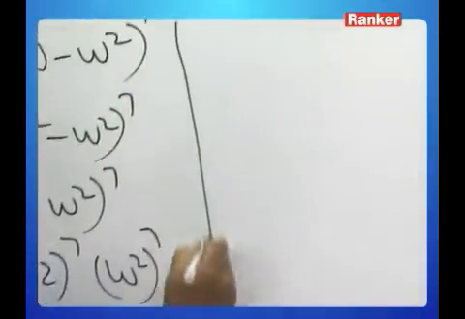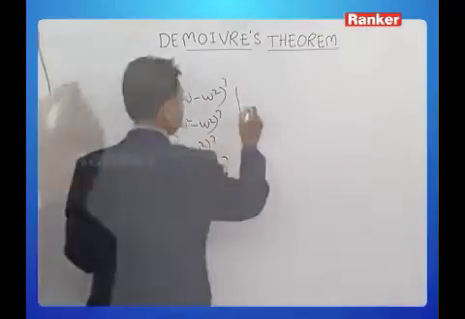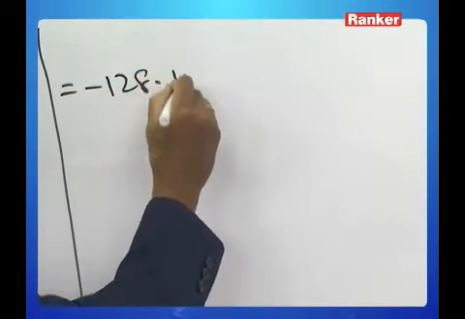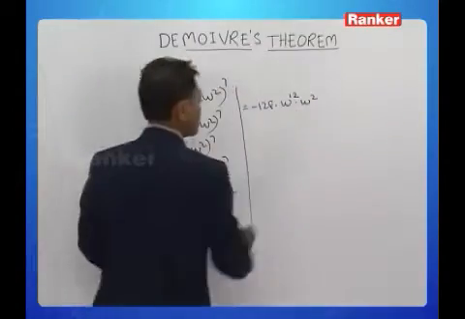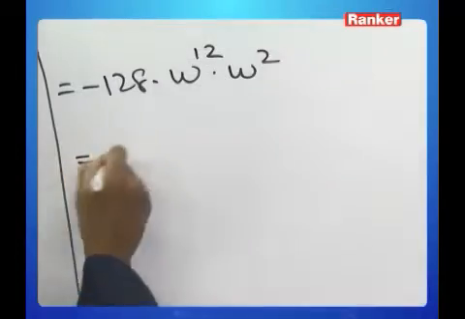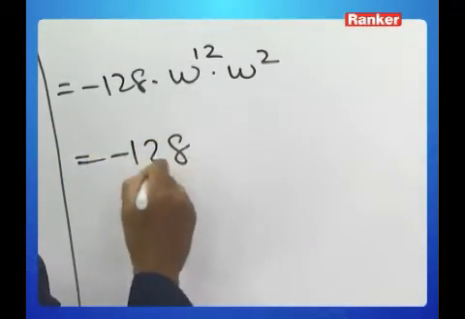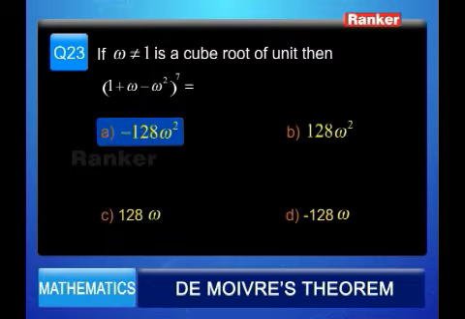Now, again, because we know cube root of unity is omega, let us make it into multiples of 3. 14 we can write as omega power 12 into omega square. Because omega cube is 1, omega power 12 is also 1. If you replace it with 1, we get minus 128 omega square. The right answer is minus 128 omega square, and the right option is A. A is the right option.